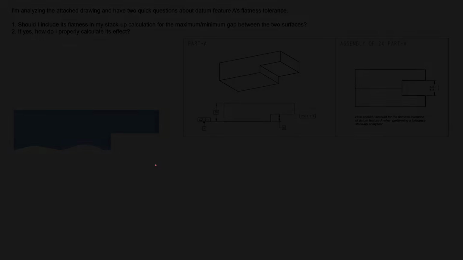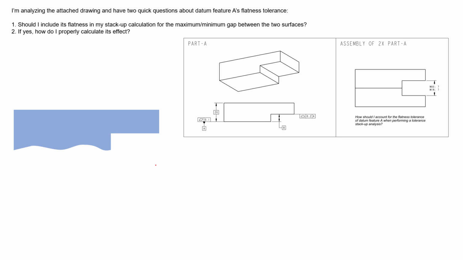We can see that if these surfaces are relatively large, or one surface is relatively large with respect to the other surface, and they're able to sort of sit inside of each other regardless of the flatness, there's something we need to consider, and that's the amount of flatness we're allowing. So let's take a look at this part here.